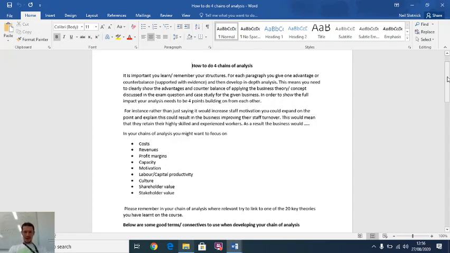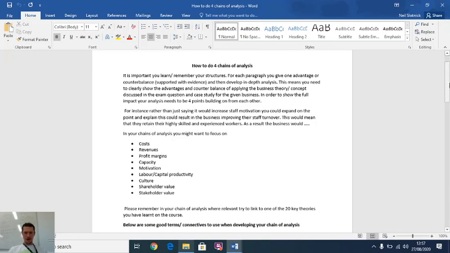What we're going to talk about here are chains of analysis. This is how we structure a paragraph. After this video, we're going to start talking about how many paragraphs are needed and what the paragraphs need to do. But before we think about that, we need to think about how you actually construct one paragraph.